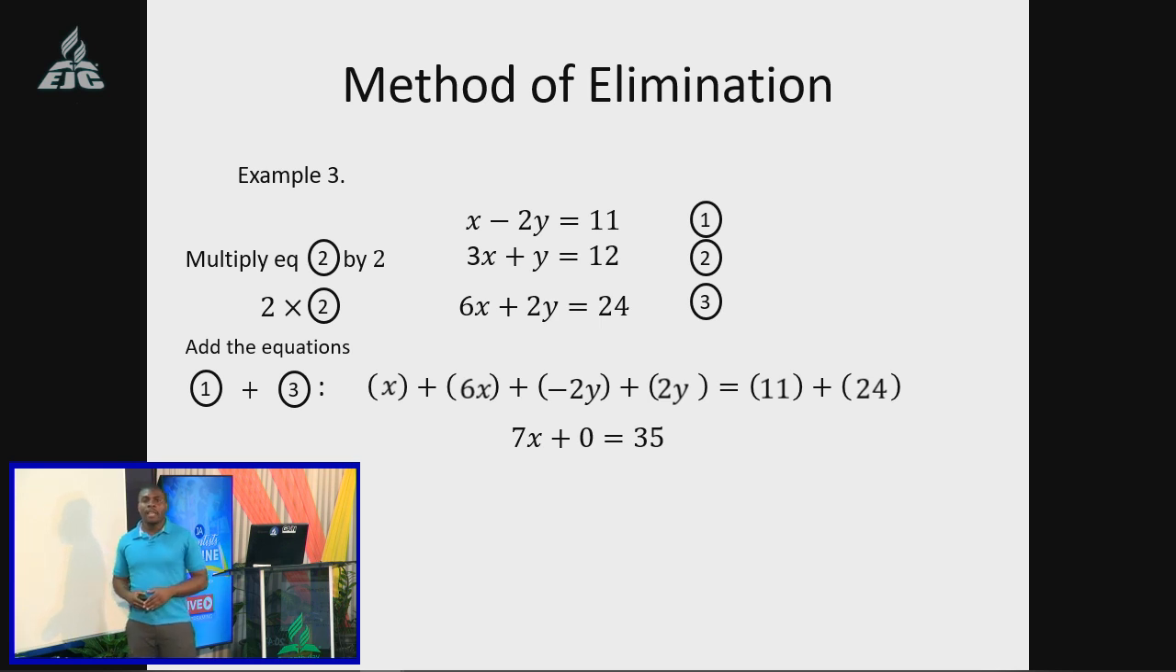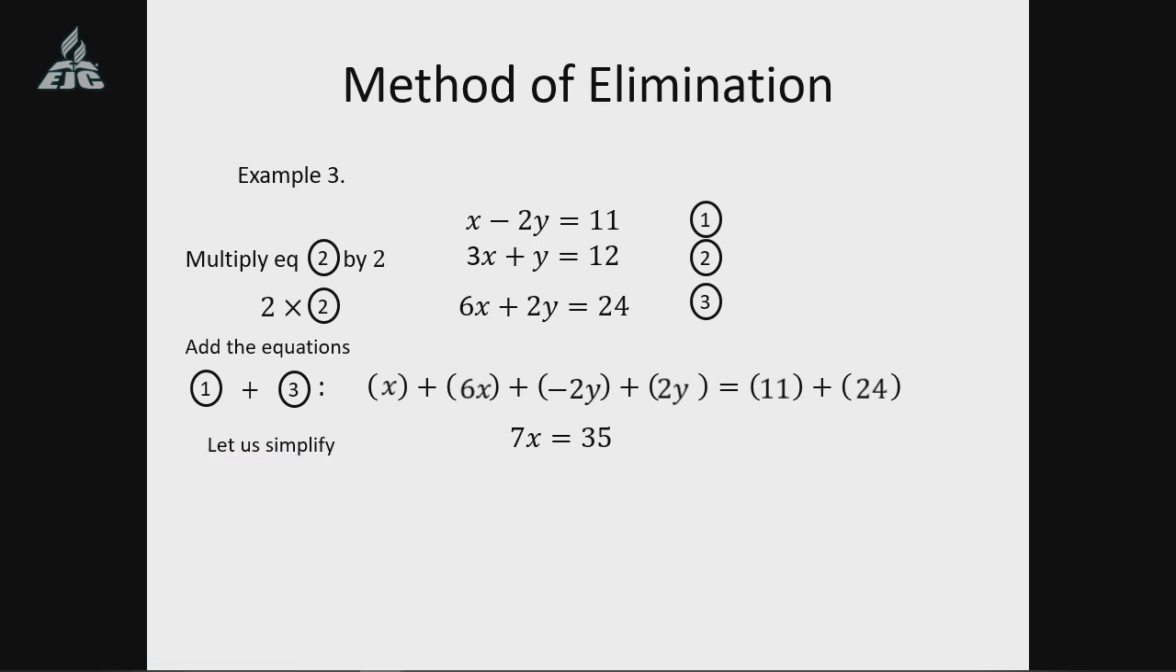Now, x plus 6x gives us 7x, and by virtue of additive inverses, 2y and negative 2y cancel to give 0. And of course, we cannot forget our constant. 11 plus 24, and that should give us 35. Let's tidy it up a bit. We don't need that 0, it's taking up space. And so we write it as 7x equals 35. I hope we are following along.